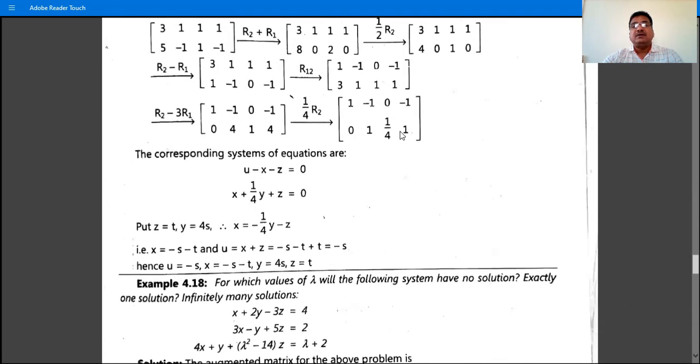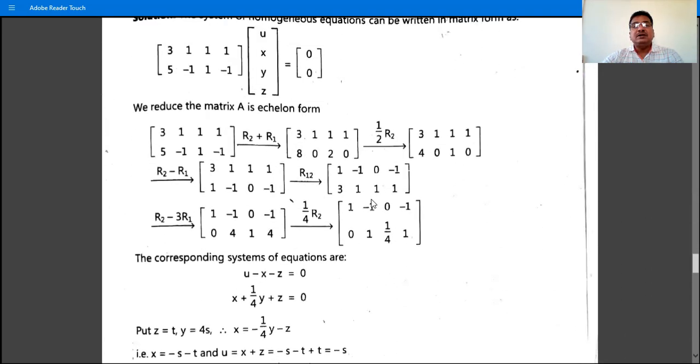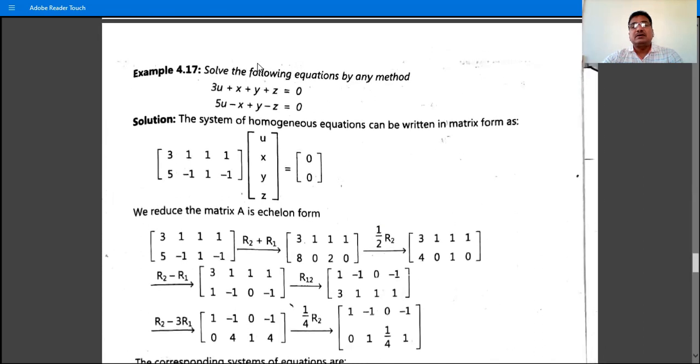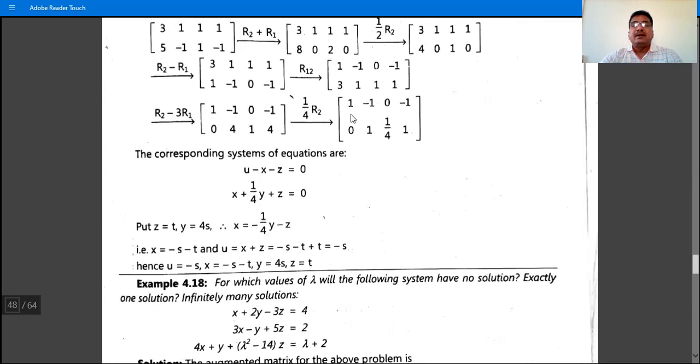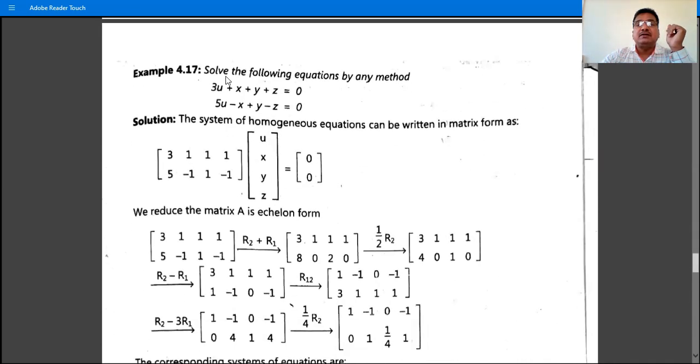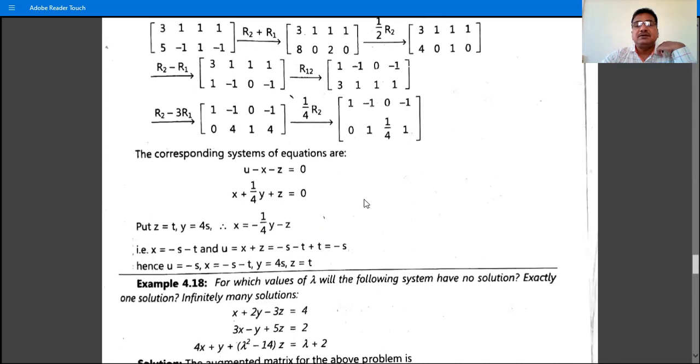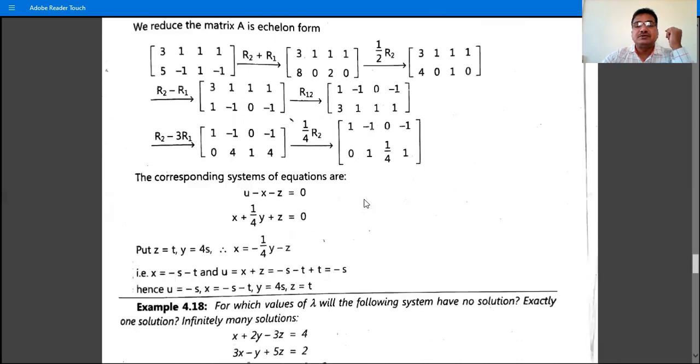Then rewrite the equation. If we observe, this system is homogeneous, so it is always consistent. And we observe that the rank of A is 2, rank of AB is also 2, and it is strictly less than the number of variables because there are 4 variables. So the system has infinitely many solutions.